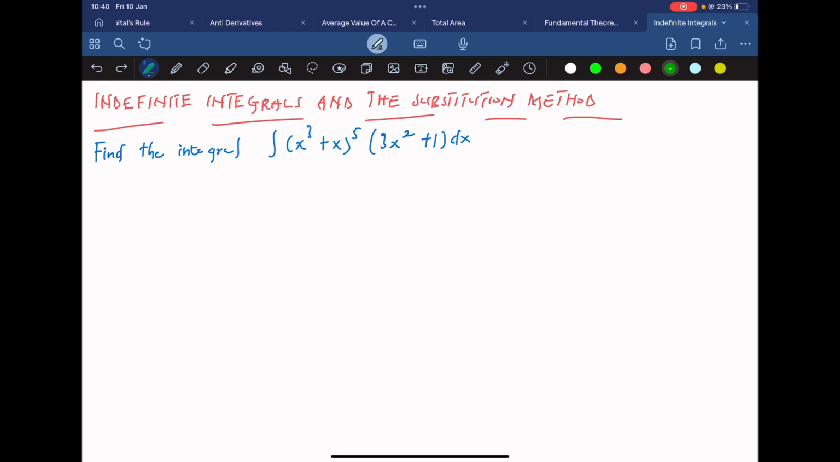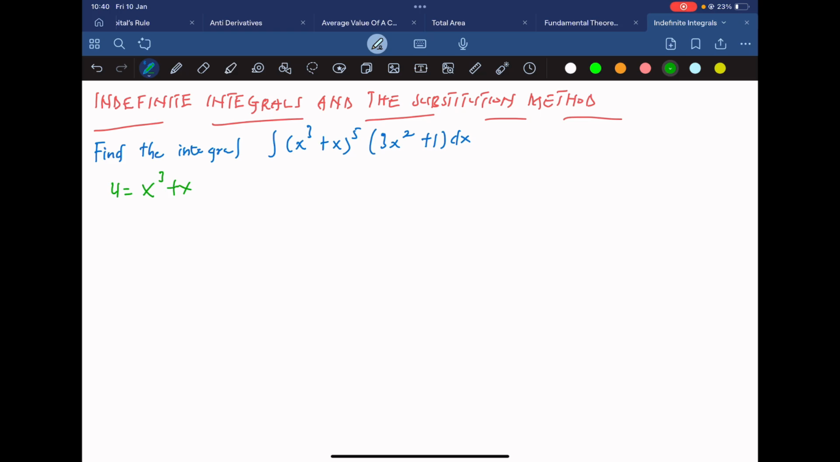Now, let's solve this question. We have this expression right here and this expression right here. So the question is, which one do we select as our u? To help you select your u, most of the time whenever you have an expression with an exponent, your u is that expression. So in this case, let's select u to be equal to x cubed plus x.